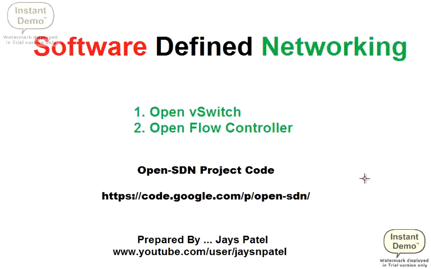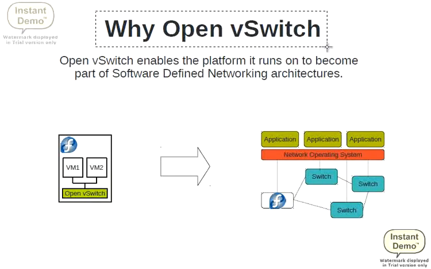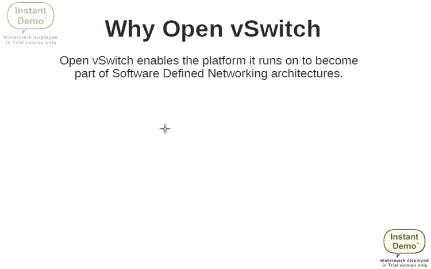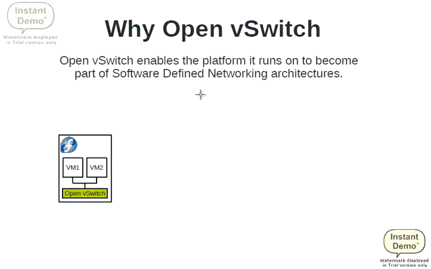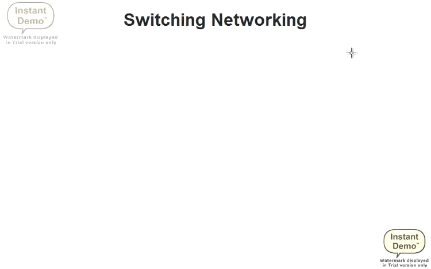Now we start SDN network technology. First of all, we understand the Open Virtual Switch. What is the Open Virtual Switch and why do we use it? The Open Virtual Switch enables the platform it runs on to become a part of SDN architectures. On screen you can see, suppose we have one Linux system and we create two VM machines. Both VM machines are connected with one Open Virtual Switch. These work totally on SDN architectures like this. A number of Open Virtual Switches are connected to each other and managed with one network operating system.